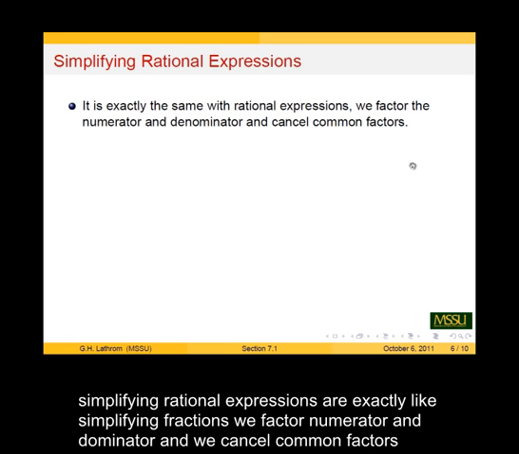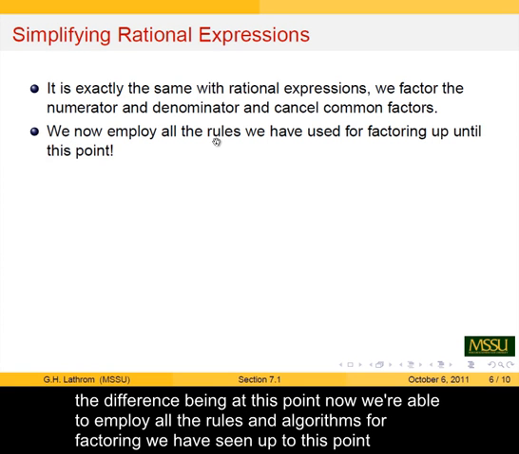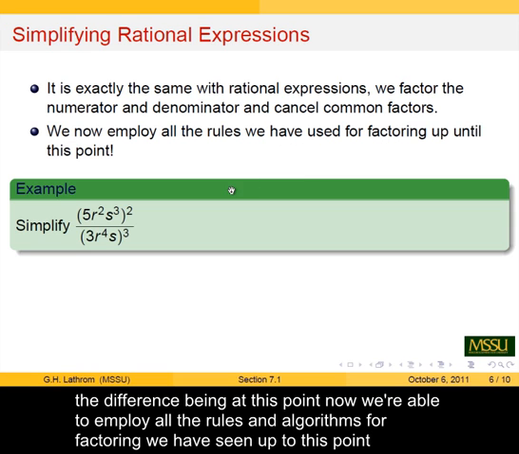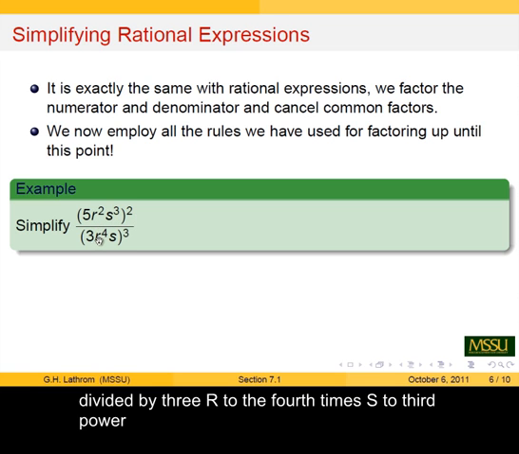Simplifying rational expressions is exactly like simplifying fractions. We factor the numerator and the denominator, and we cancel common factors. The difference being that at this point, we are able to employ all the rules and algorithms for factoring that we have seen up to this point. So for example, suppose we wish to simplify the quantity 5r squared s cubed raised to the second divided by 3r to the fourth s raised to the third power.